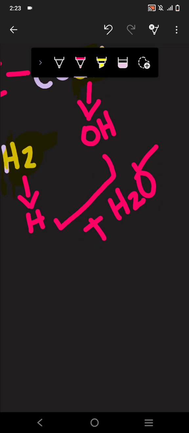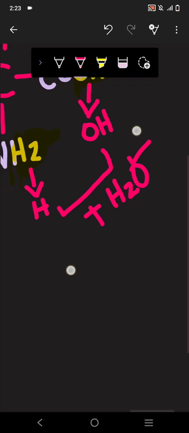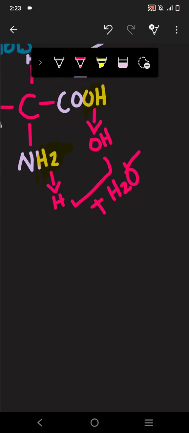one OH of the carboxylic group and one H from the amino group of another amino acid will attach, and a water molecule is formed, we know that. Okay, thus the linkage is formed between two amino acids. So when this water molecule forms, it will be attaching with another amino group, let me make the diagram.